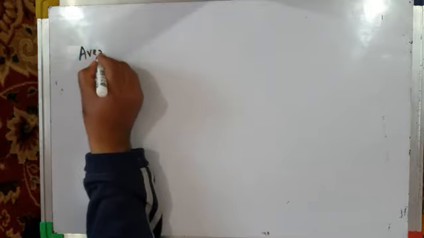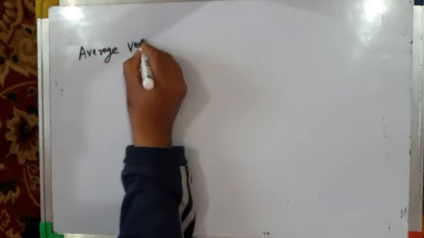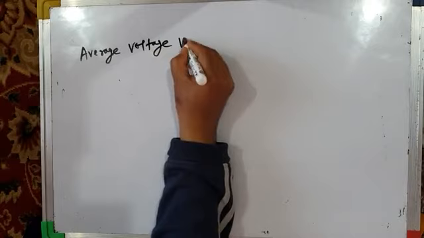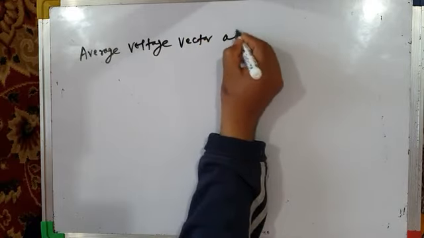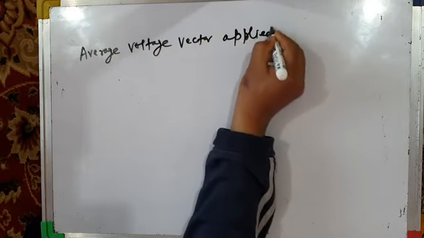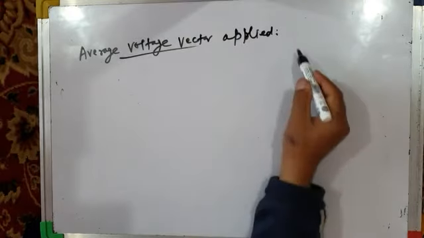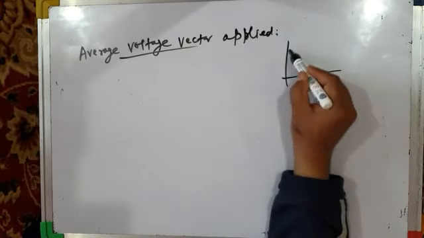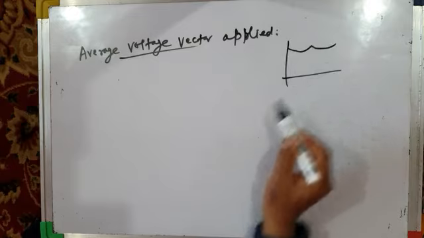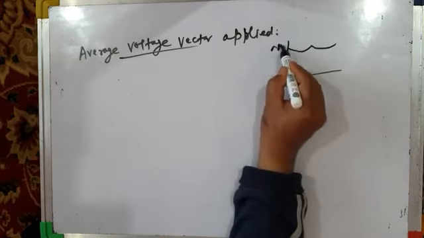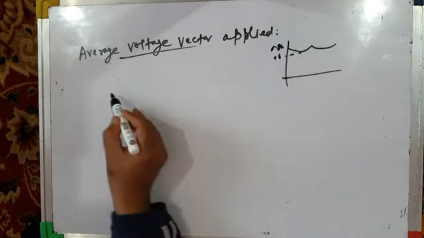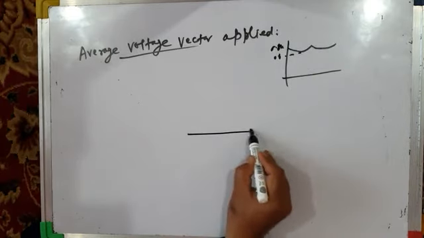Average voltage vector applied. Applied means applied across the load. A little while ago we saw it's like this. In one sector, in other sector, this is 0.866, then this is 0.8 and so on. So let us draw the space vector diagram first.